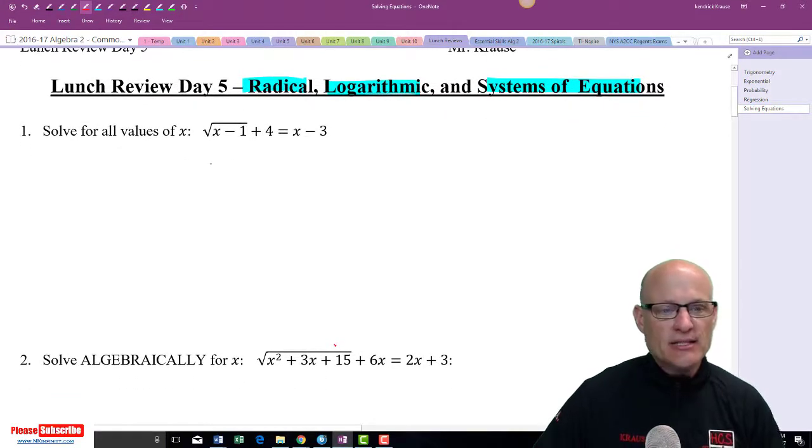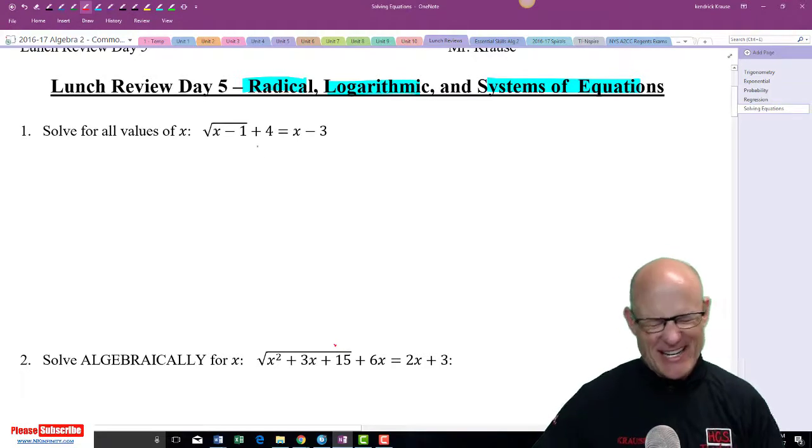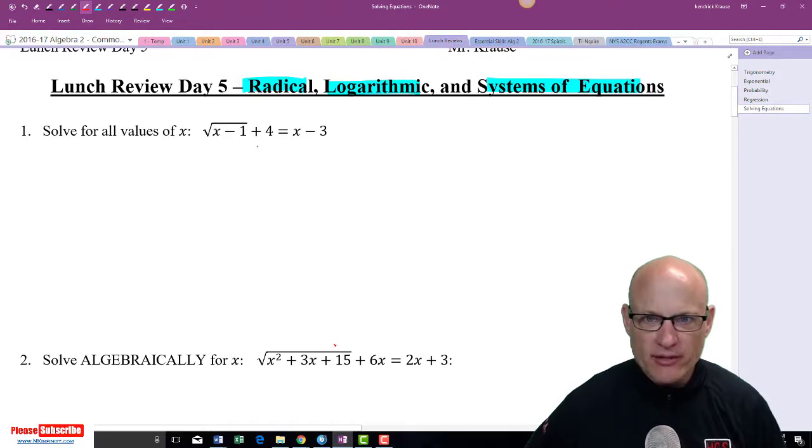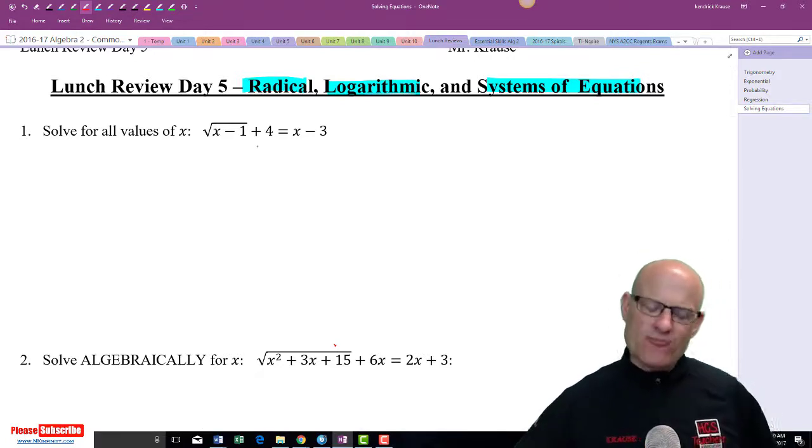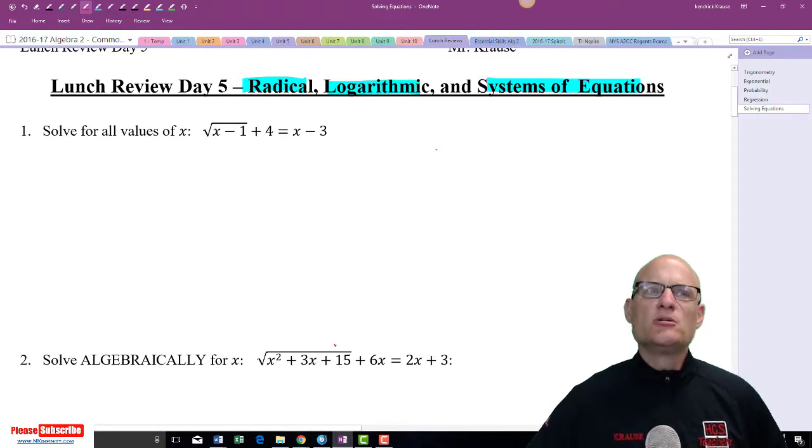All right, let's get going. First things first, all logarithmic equations must be checked. All radical equations must be checked. And here's a surprise. All equations should be checked. Check them all. Check everything. By the time you're done with your test, your battery should be dead on your calculator. Brand new batteries, completely dead. That's the way it should be.